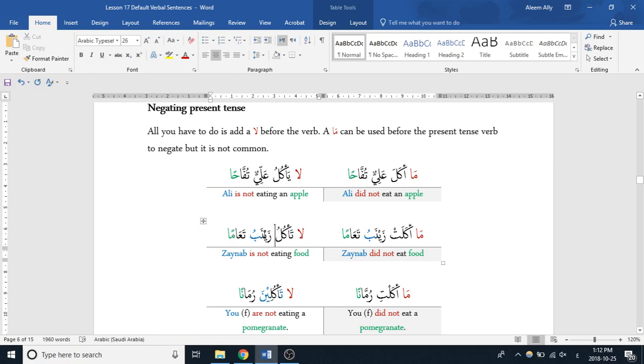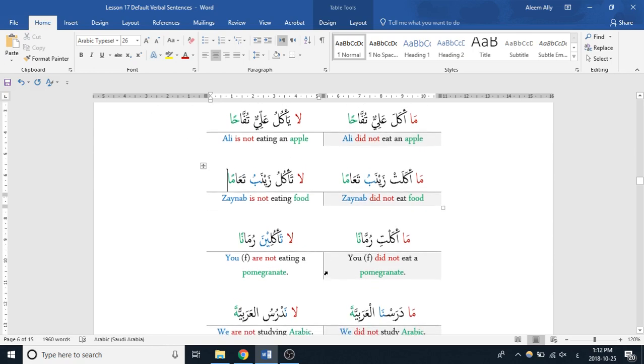We know Zainab's the doer because she's in a state of rafa, and we said Zainab would not take a double ending because it's a female name, and female names do not carry double endings, as opposed to Ali, which does carry a double ending. And we said ta'aman would be the thing which is being eaten because it has a nasb ending.